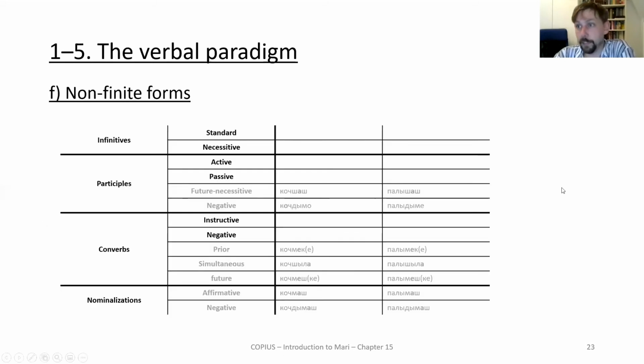Okay, non-finite forms. Here you see in gray that we still have some of these to learn. These are still coming in chapters to come. But the ones that we already know: two infinitives, two participles, and two converbs. Can you form them?